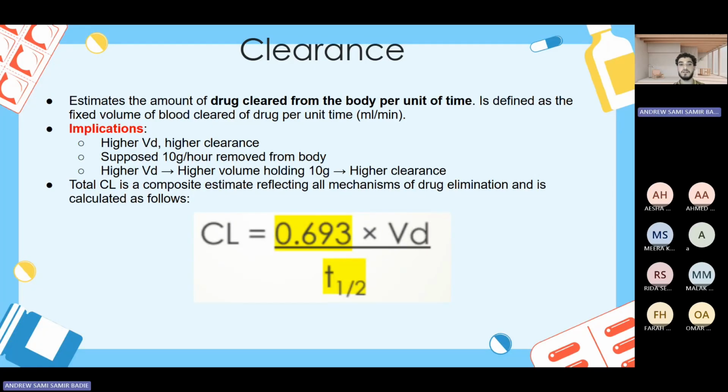The total clearance is a composite estimate reflecting all mechanisms of drug elimination, calculated as follows. Clearance is a constant times the volume of distribution. So if we have a higher volume of distribution, we need higher clearance, and it is inversely proportional to the half-life of the drug. If a drug has a higher half-life, it remains longer in the blood. It's not really excreted yet, so the clearance rate will be lower.